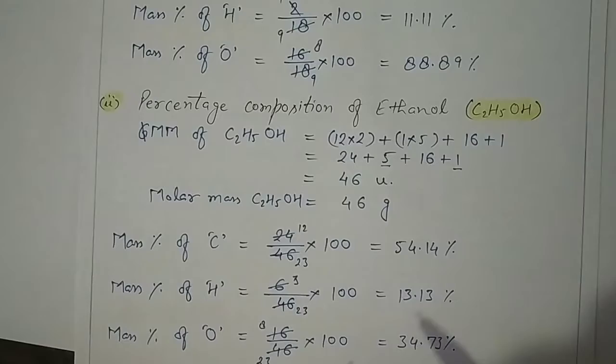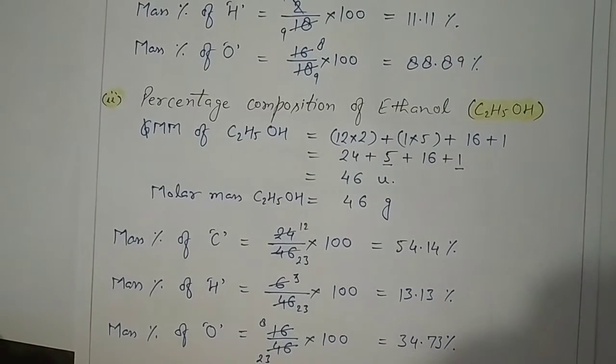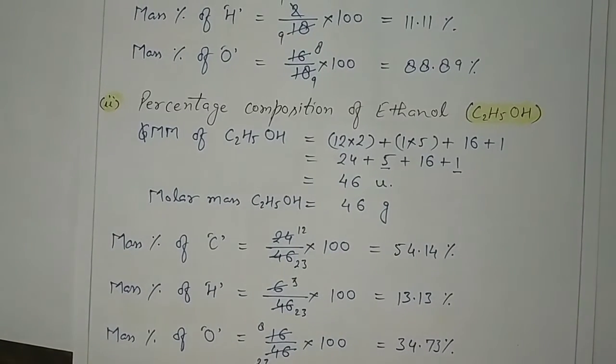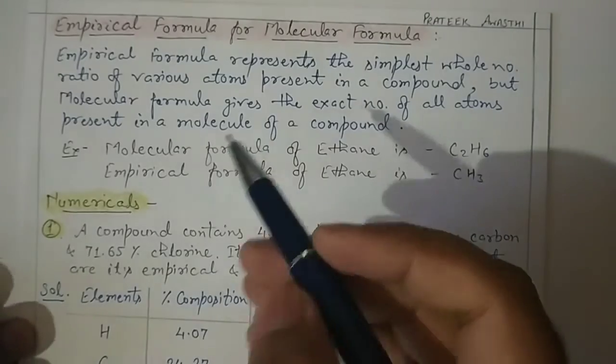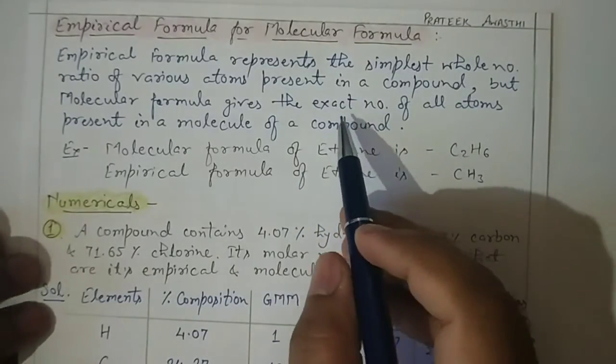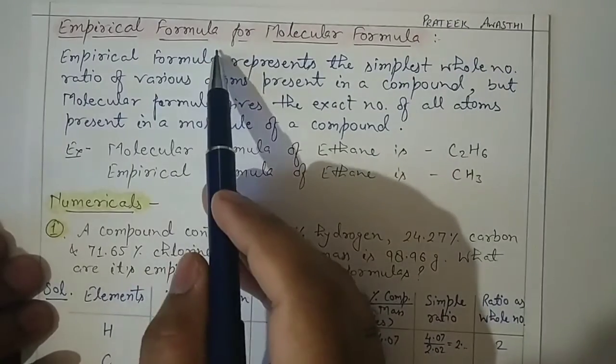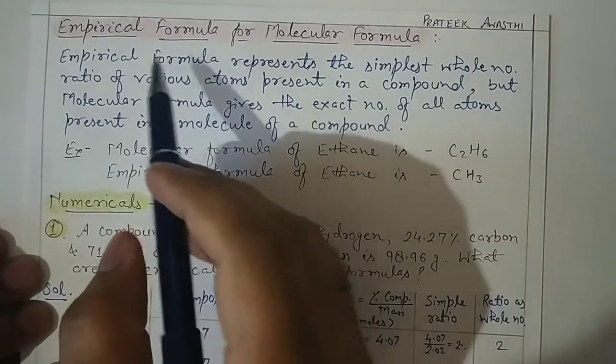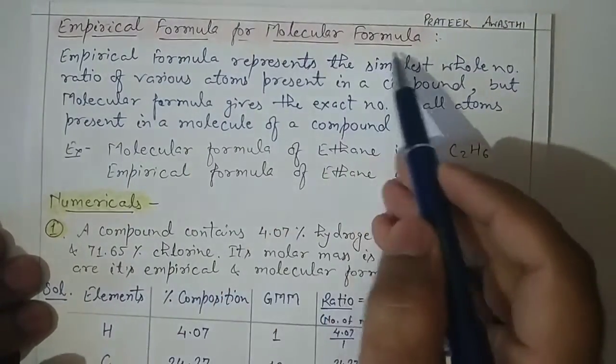It is a very important concept, because this is used to determine the empirical formula, and it is used very much in some other calculations also. So let's study how percentage composition is used to determine the empirical formula. So our next topic is empirical formula and molecular formula.